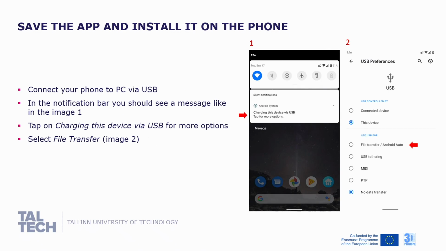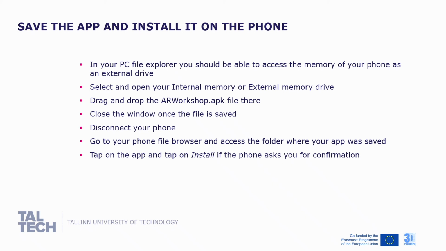Connect your phone to the PC via USB. In the notification bar, you should see a message like in image 1. Tap on Charging this device via USB for more options, and select File Transfer as in image 2. In your PC File Explorer, you should be able to access the memory of your phone as an external drive.